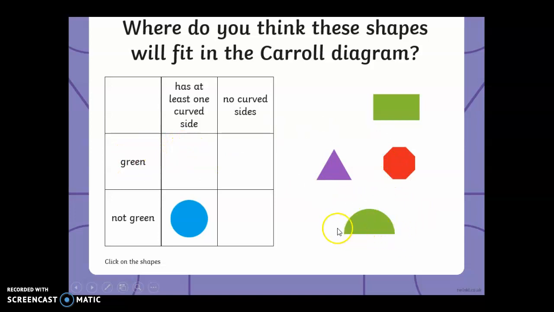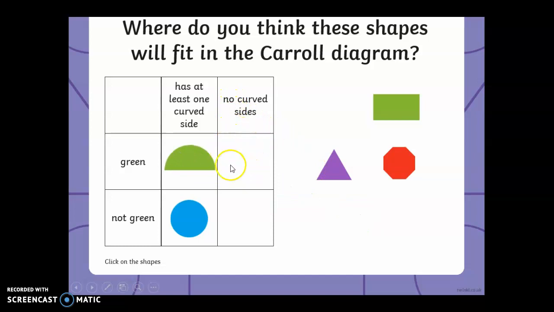Does this shape have a curved side? It has one which is curved and one which is straight. So does it have at least one? Yes, it has one in fact. Alright. Is it green? Yes, it is. So it should fit there.